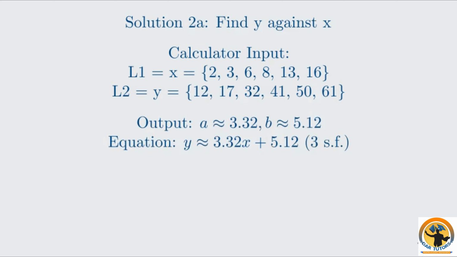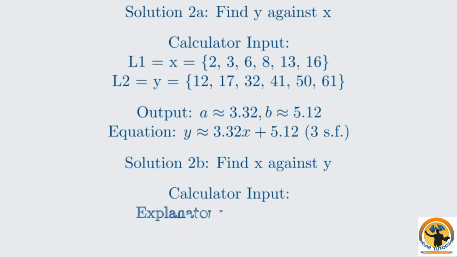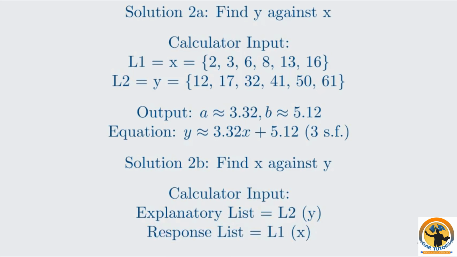Plugging them into y equals ax plus b, we get y is approximately 3.32x plus 5.12. Now for part B. Find the regression line of x against y. This time, perform the regression with explanatory list as L2 and response list as L1. We're finding a line of the form x equals my plus c.